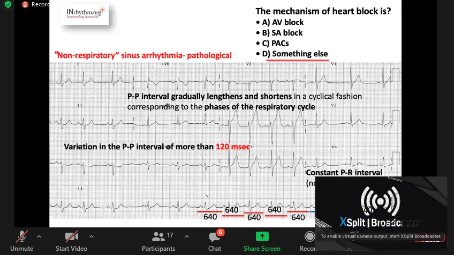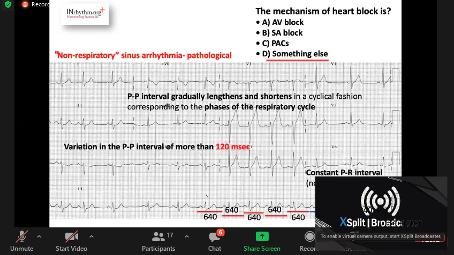So it got prolonged from 640 to 1040. The next PP interval again was quite slow, 1040. So we are having a constant PR. That means we are not having any kind of Wenckebach in the AV node. And our PP interval variation between the red and the blue is more than 120 milliseconds.